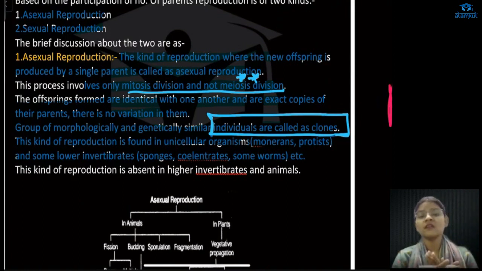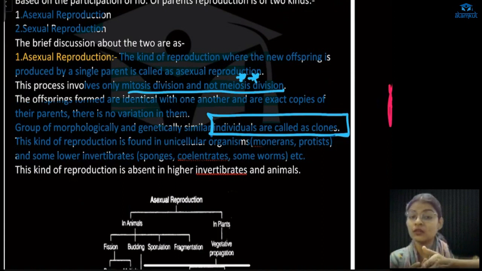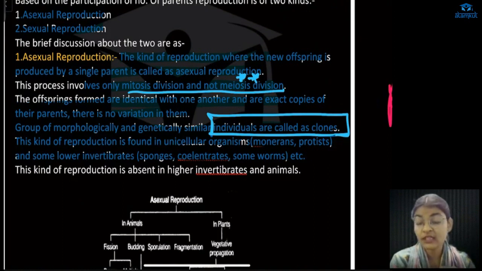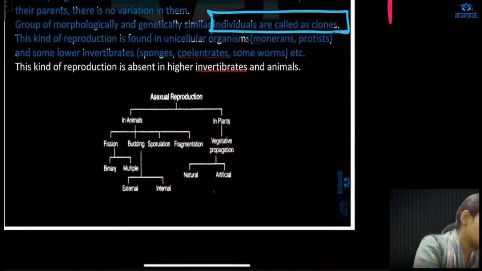Asexual reproduction is shown by lower kinds of organisms, from the evolutionary point of view, from which life began to start, like monerans, protists, some lower invertebrates, and some algae. This kind of reproduction is basically absent in higher organisms. Higher plants and animals don't show asexual reproduction.